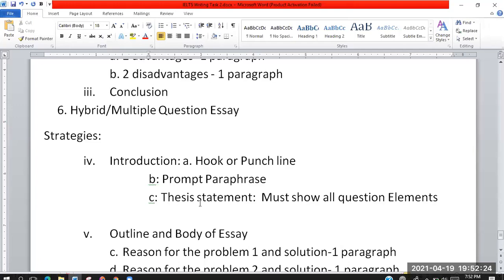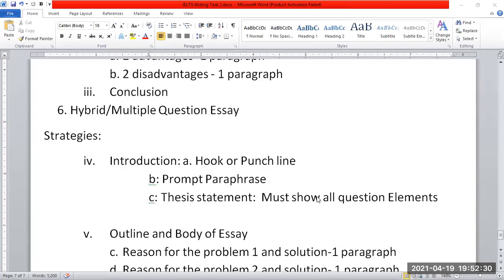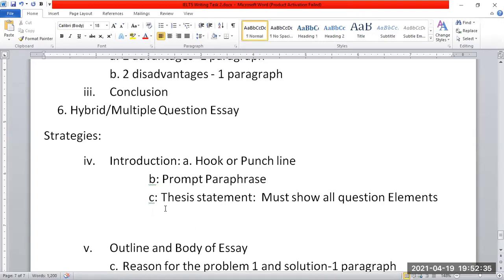So we're saying that here it must show all the elements of the question element. So let's say, for example, we have a question. This question.